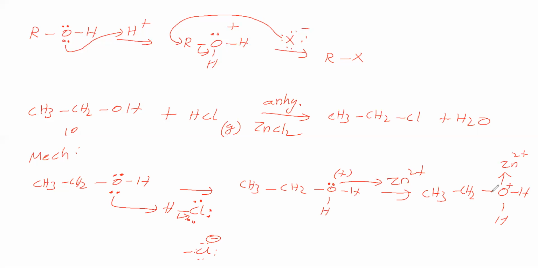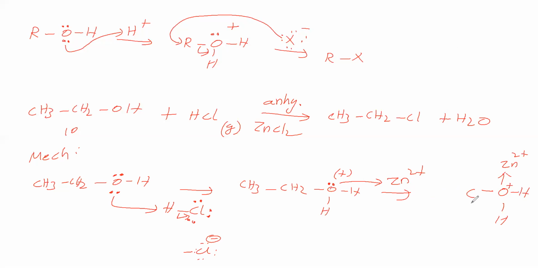Now here the positive charge magnitude will be high in this oxygen when compared to the other, because it acted as donor for this Zn2+. Because of the higher positive charge at this oxygen, this bond is shifting towards this oxygen. How that shift happens, we'll see.